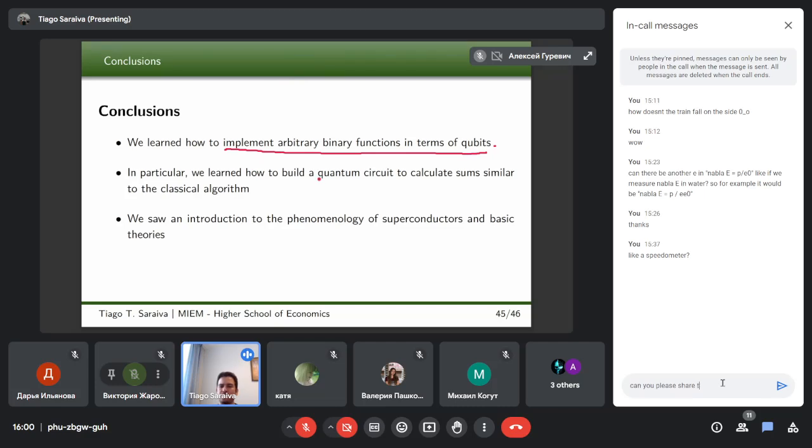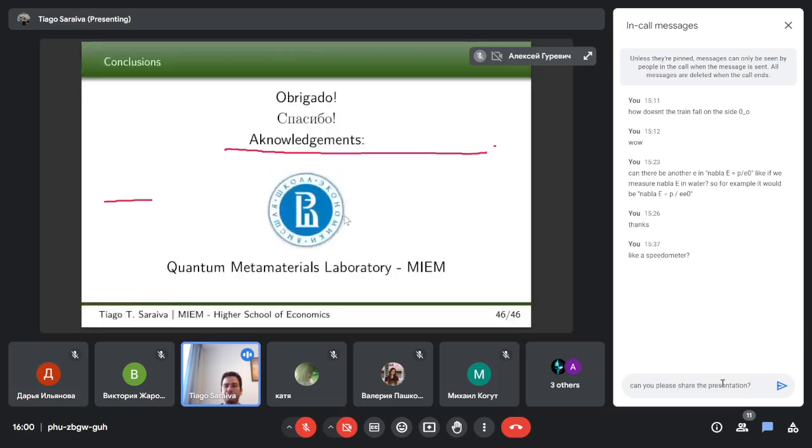Particularly, we learned how to build a quantum circuit to calculate sums. We created the adder circuit. And then in the second part, we saw an introduction to the phenomenology of superconductors, and basic theory appeared, and the magnetic, electromagnetic behavior of superconductors. So in the next seminar, we are going to go deeper into superconductors and how to use them to build quantum gates.